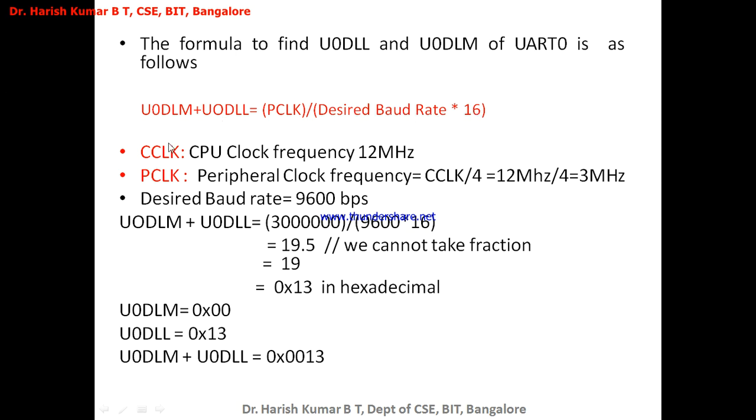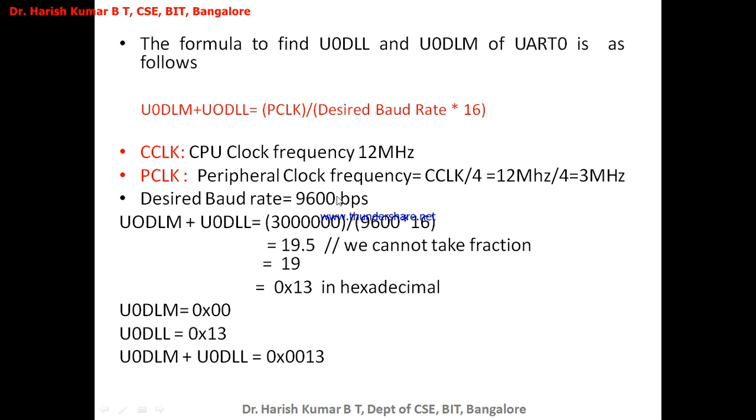This is the formula. Now I told there are two clock frequencies. One is CCLK, that is the CPU clock frequency. For LPC2148 it is 12 megahertz. And there is one more, this is PCLK, the peripheral clock frequency, and the peripheral clock frequency is less than the CPU clock frequency. Now how to find this peripheral clock frequency? For LPC2148 you have to divide the CPU clock frequency by 4. That is CCLK by 4. CCLK is 12 megahertz. 12 megahertz by 4, that is 3 megahertz. So 3 megahertz is the peripheral clock frequency.